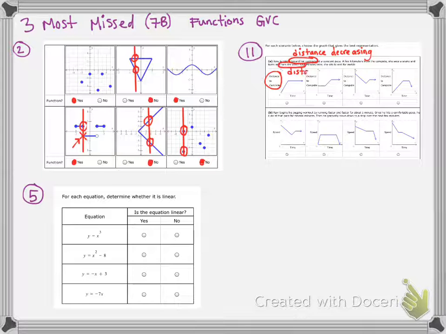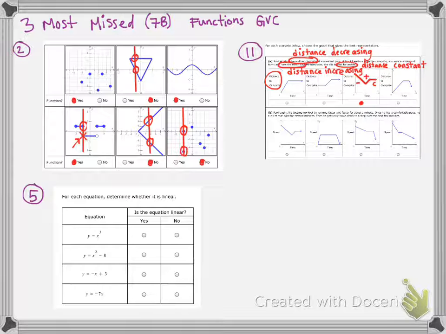When she saw a snake and ran away, the distance is going to increase because she's running away from camp. And when she sits down to rest, the distance would be constant or the same since she's not getting any closer or farther away. So we're going to look for a graph that's first going down, going up, and then staying the same.